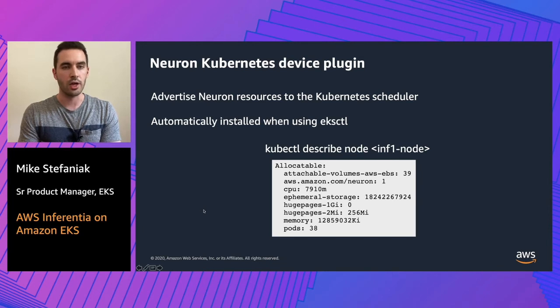To check if it's working correctly, you can describe one of your Inferentia nodes using the command shown here, and you'll see that it has the huge pages advertised, as well as the Neuron device. So in this case, we have a single Neuron device running on our instance, and we'll be able to request that in our application.